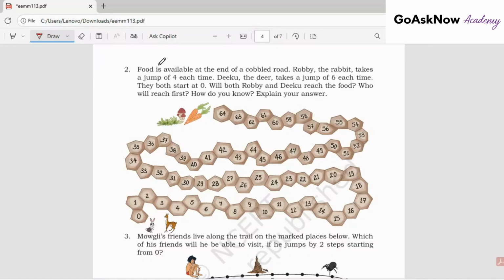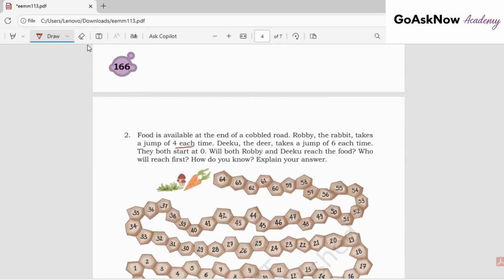Question 2. Food is available at the end of a covered road. Ravi the rabbit jumps 4 each time. Deepu the deer takes jumps of 6 each time. They both start at 0. Will both Ravi and Deepu reach the food? Who will reach first? How do you know? Explain your answer. Let me explain the answer here.